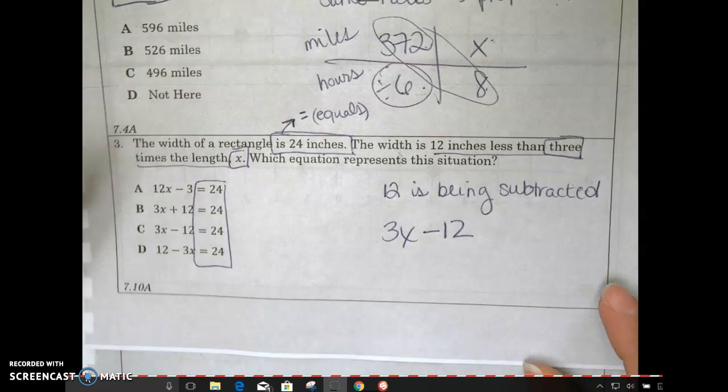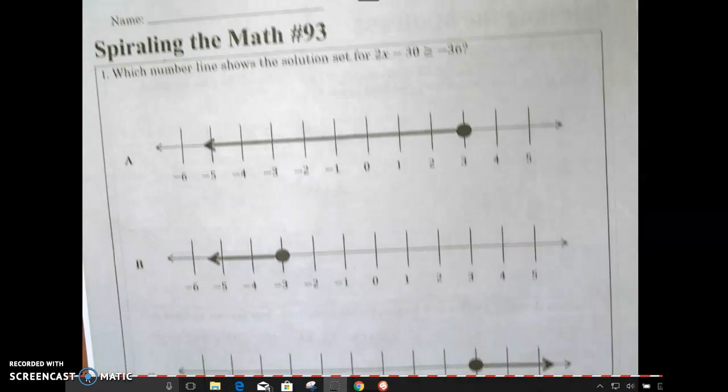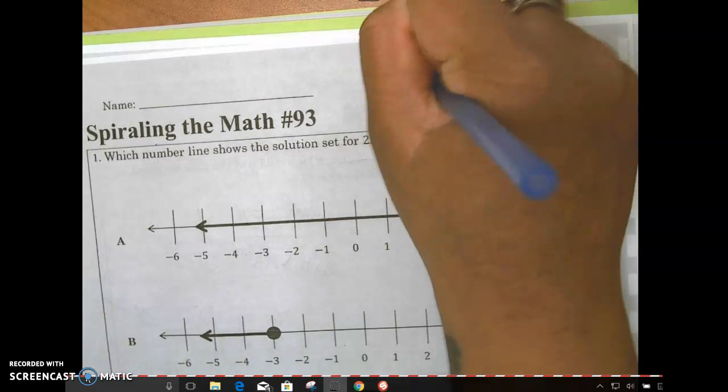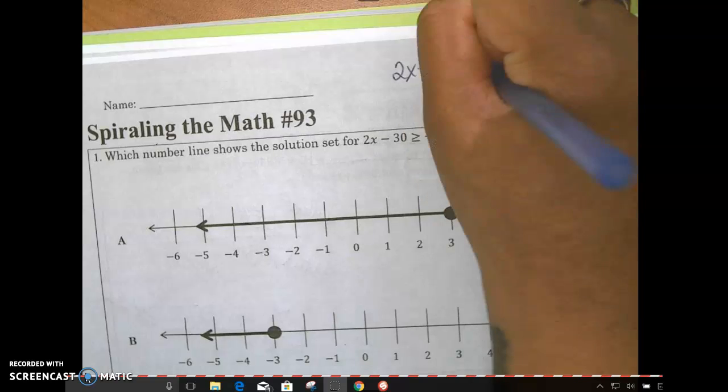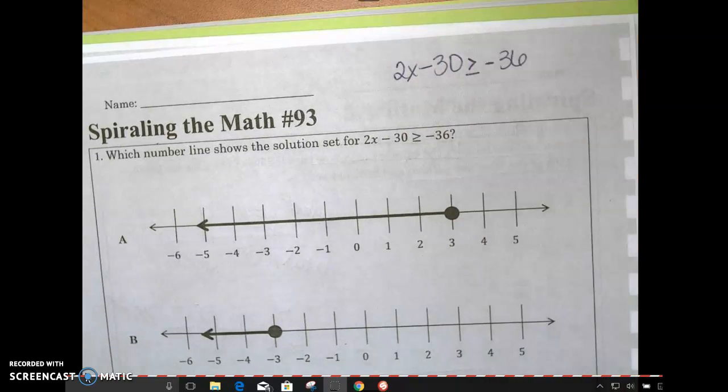12 is being subtracted. You have to pay close attention to that. This one, spiraling number 93: 2x minus 30 is greater than or equal to negative 36. What? Wait, what? I just turned the page. Where's the confusion? Oh, I know. I thought you were saying the question, so I thought I was on the wrong page. Oh, nope. Okay. What am I supposed to do?